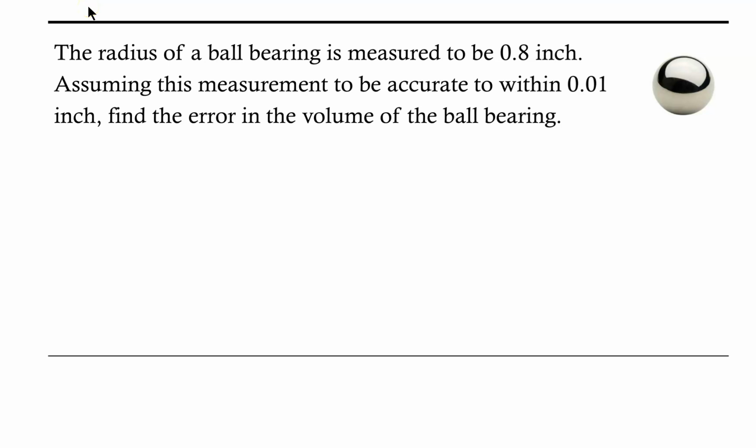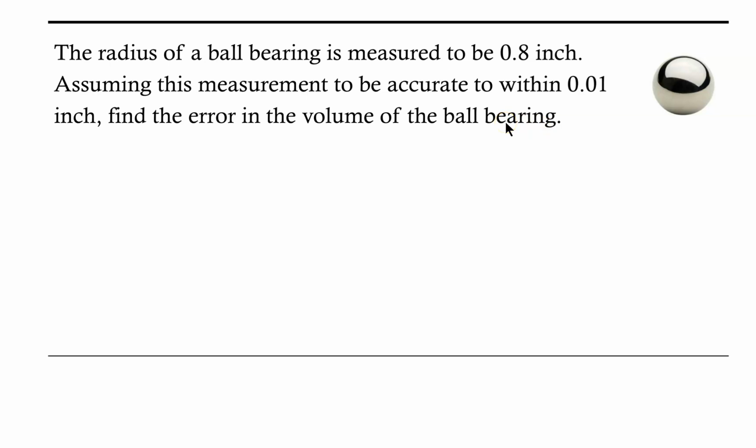Welcome. Let's take a look at an example in which we will find the error in the volume of a ball bearing due to an error in measurement. We have an example, and here's an image of what a ball bearing looks like. The radius of a ball bearing is measured to be 0.8 of an inch. Assuming this measurement to be accurate within 1/100th of an inch, find the error in the volume of the ball bearing.